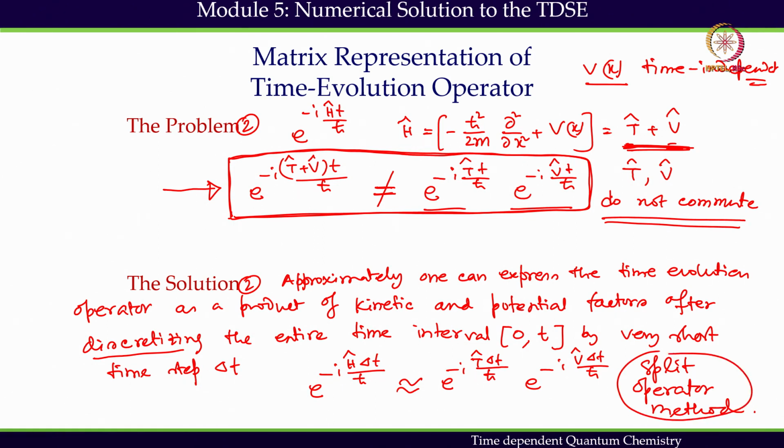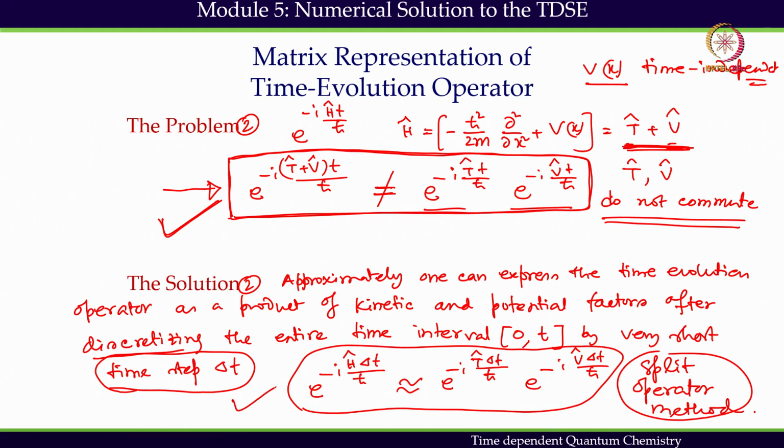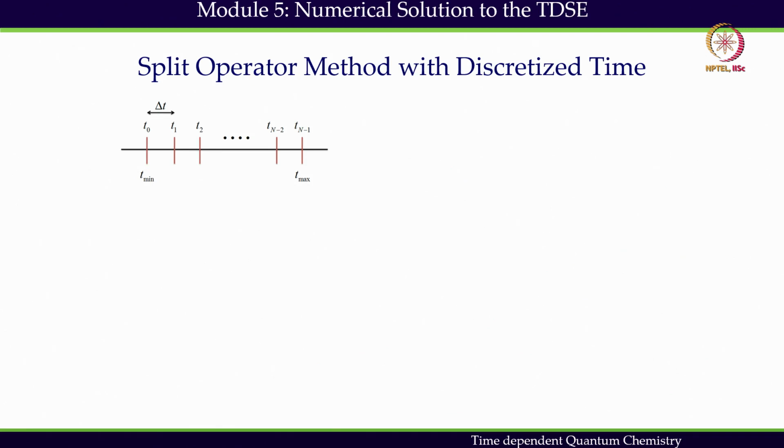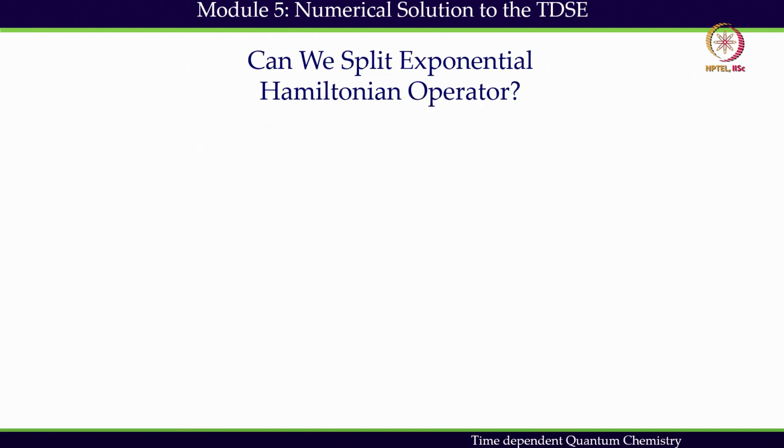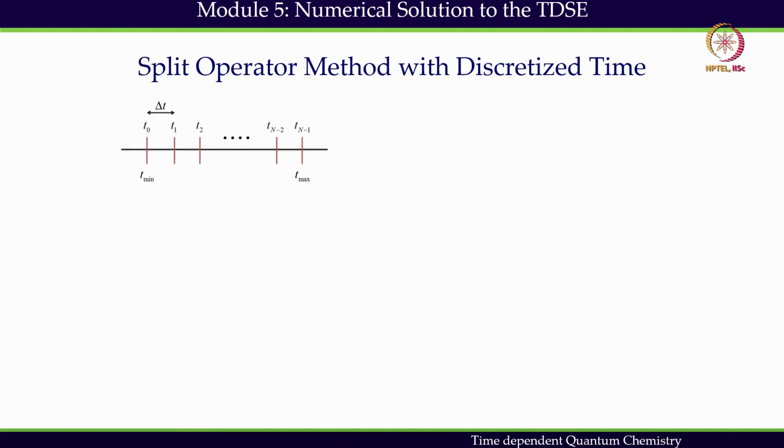So, we have to first show that this inequality is true, and then if I consider a very small time step in the time evolution, then this equality may hold. I have to first prove this one, then I have to go for a proof for this one. So, we will move on and we will see how to prove this. So, let us look at the split operator with discretized time.